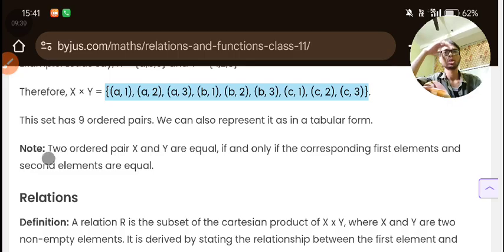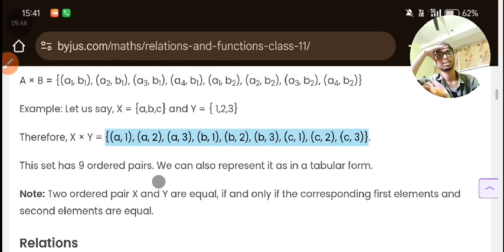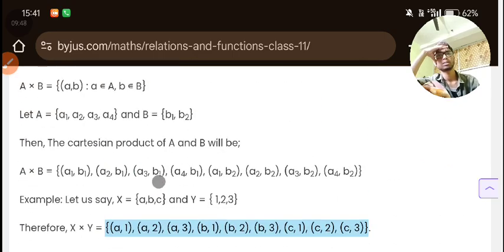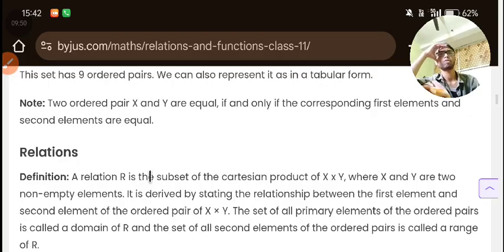Okay, clear. Note: two ordered pairs x and y are equal if and only if the corresponding first elements and second elements are equal. What is it saying? We will see it later.